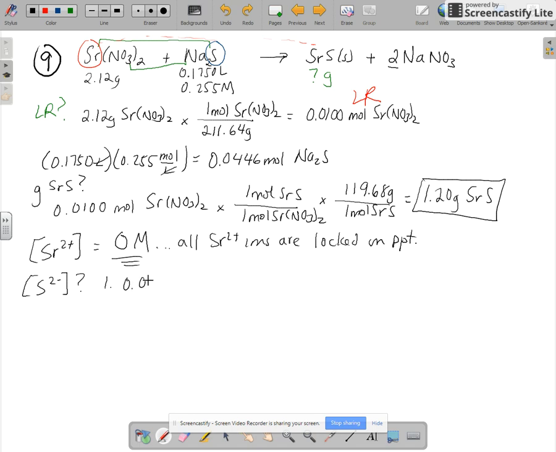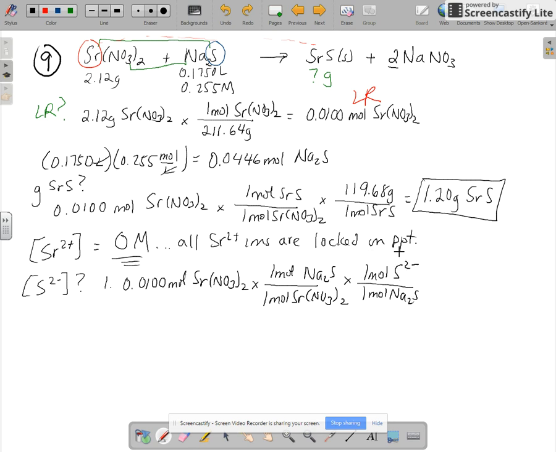So I'm going to take that 0.0100 moles of strontium nitrate again. If I know I'm going to use up all this limiting reactant, for every 1 mole strontium nitrate, I'm going to need 1 mole of sodium sulfide. And more importantly, for every 1 mole sodium sulfide, I'm going to need 1 mole of sulfide ions. So that right there is the money step, because we don't really care about sodium sulfide, we care about those sulfide ions. How many of those sulfide ions are locked in the precipitate? So my dimensional analysis does exactly what it's supposed to.